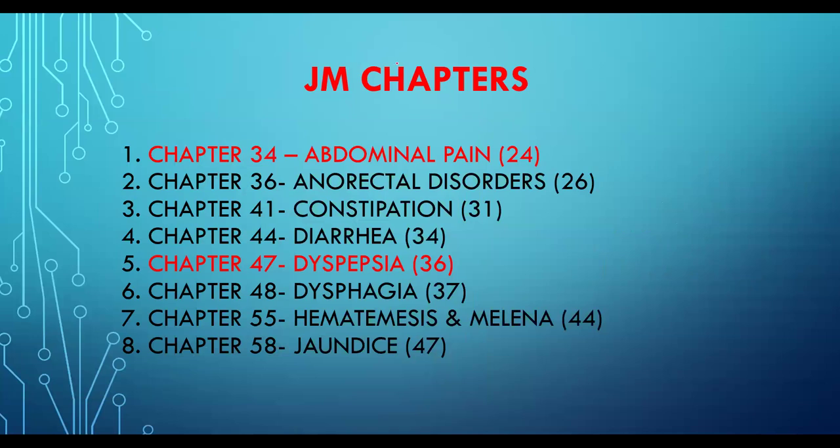So these are all the chapters of GIT. You can see there is a lot of things to discuss. The chapters you can see on the right-hand side are from Davidson's 8th edition. Abdominal pain is the most important out of any of them, and our main focus tonight will be this. Then chapter 26 has anorectal disorders, which we discussed in surgical class. We will discuss constipation, diarrhea, dyspepsia, dysphagia, hematemesis, melena, and jaundice. All right, so these are all the GIT chapters that we need to cover.